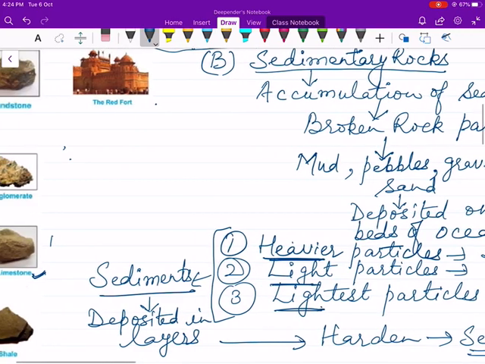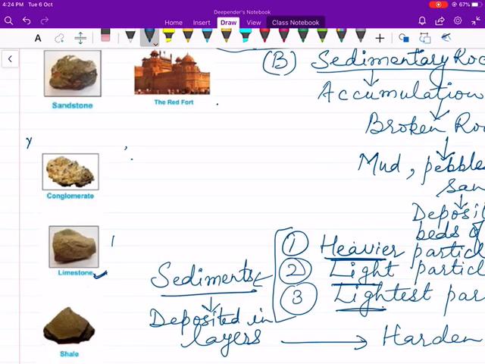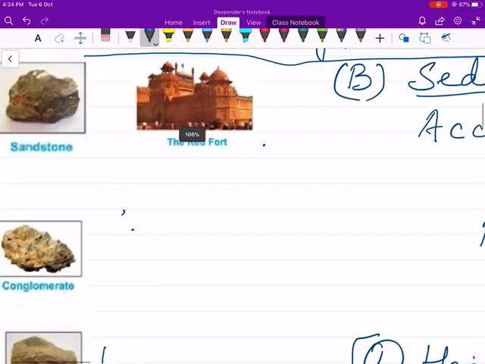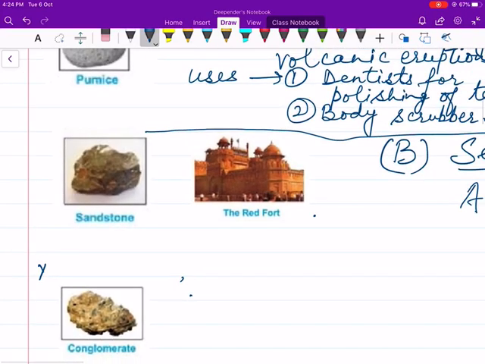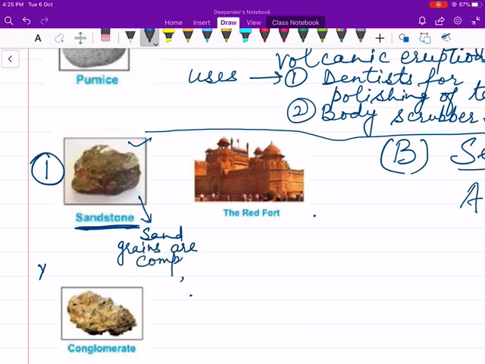So now if we come to the various types of sedimentary rocks. Now if we come to the first one, you can see in this figure, the first one is sandstone. It is a common sedimentary rock, and it is formed when sand grains are compressed and cemented, means combined together.